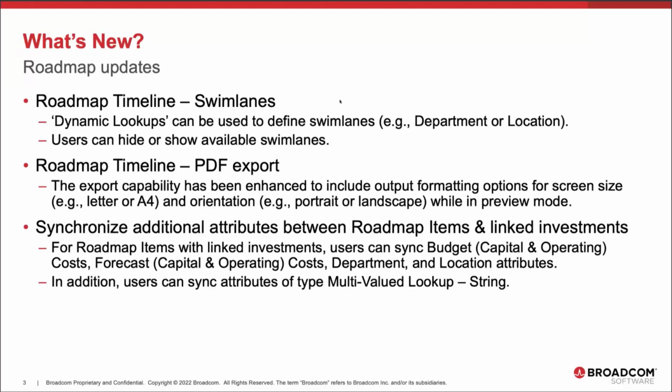And lastly, for roadmap items with linked investments, users can now sync some additional attributes between the roadmap item and those linked investments, such as budget costs, like capital and operating budget costs, forecast costs, department and location attributes. In addition, the system now includes support for multi-value lookups, syncing between roadmap items and their linked investments.